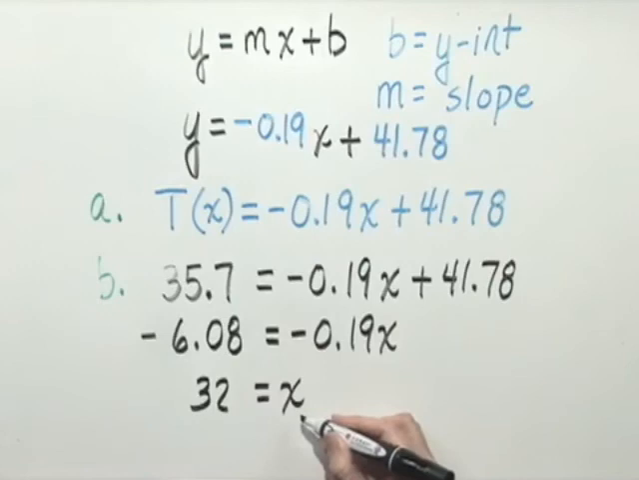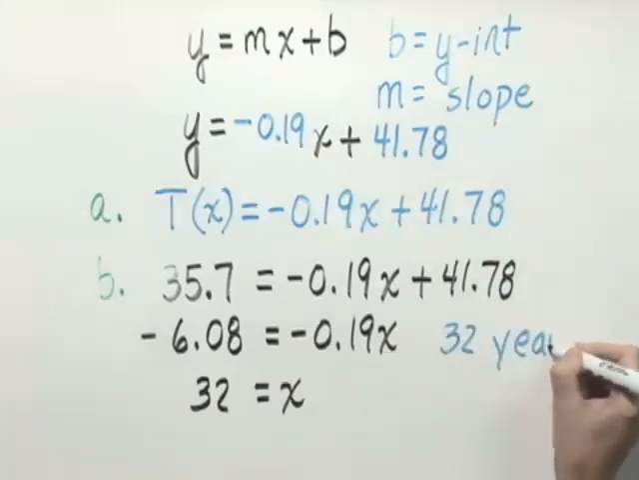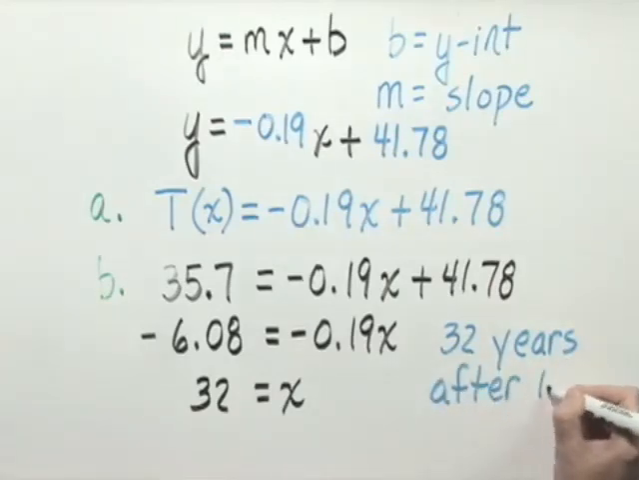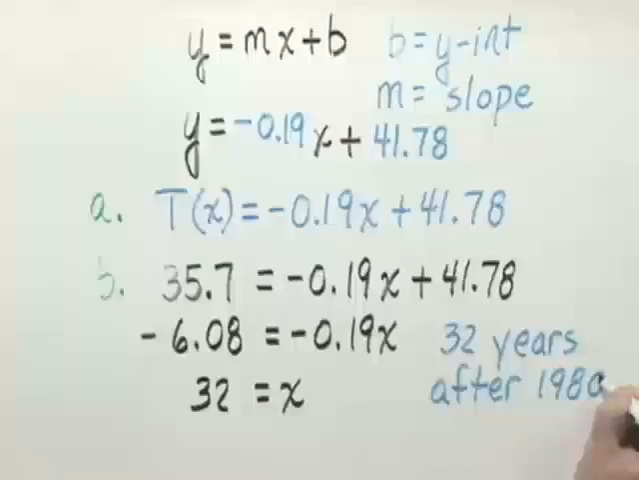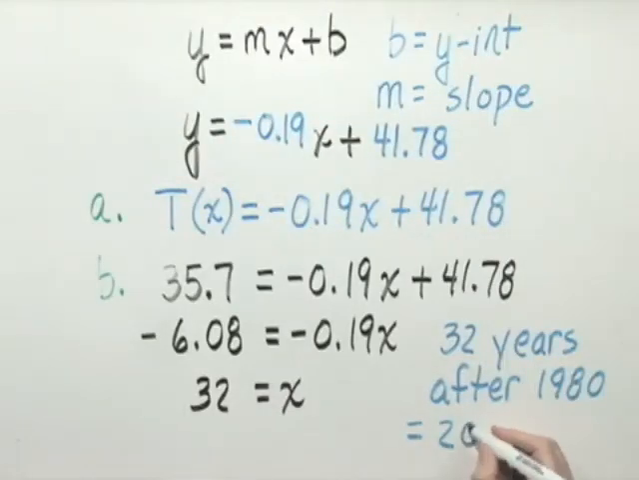The question was, when will the winning time be 35.7 seconds? Well, it'll be 35.7 seconds, 32 years after 1980. And if we start from 1980 and move 32 years forward, we'll end up in the year, let's see, 2012.